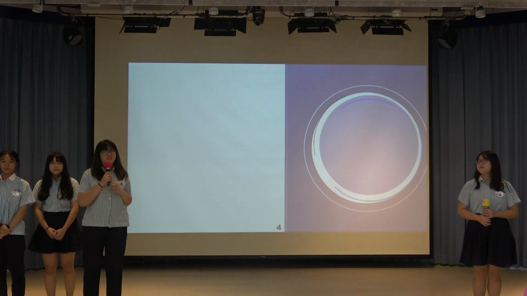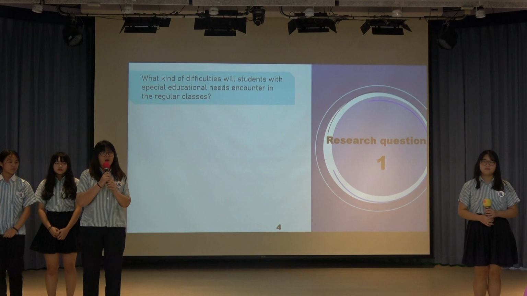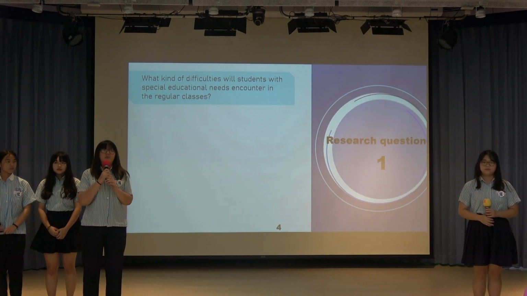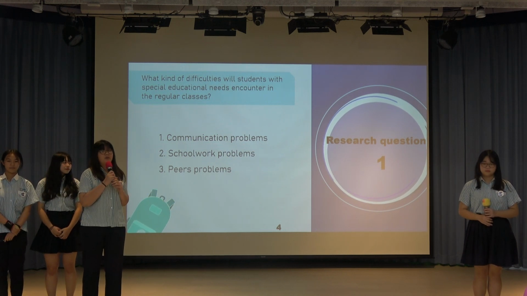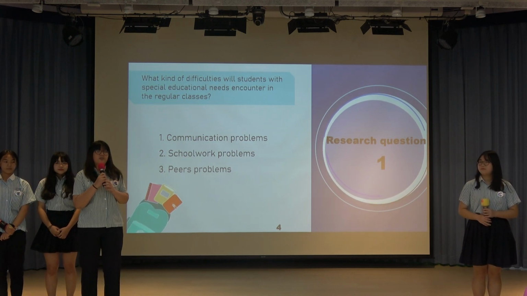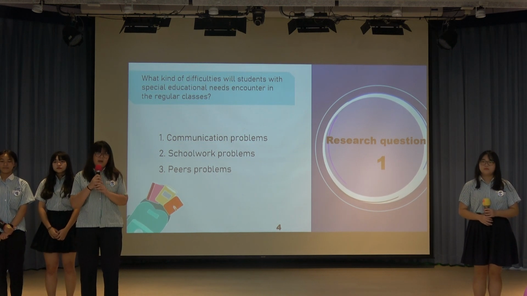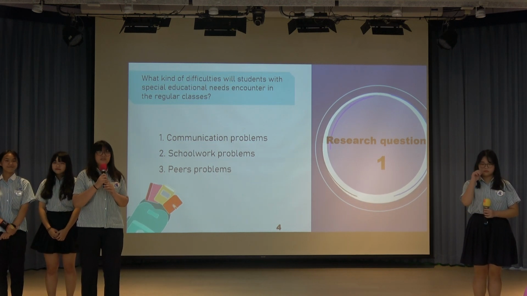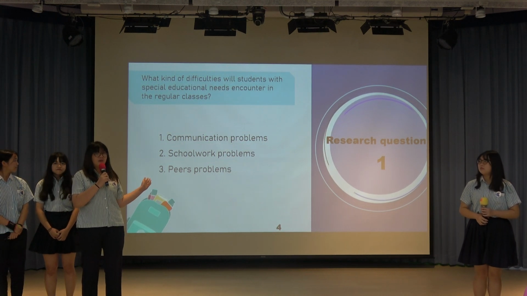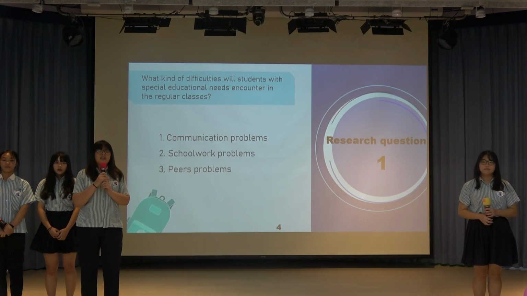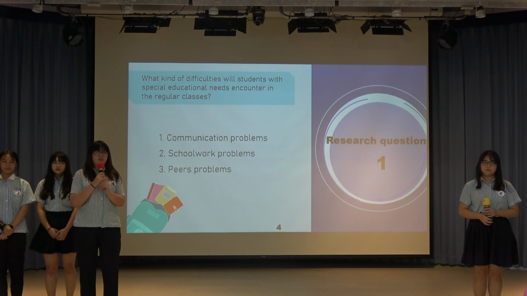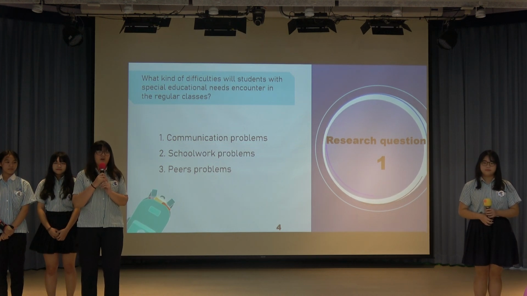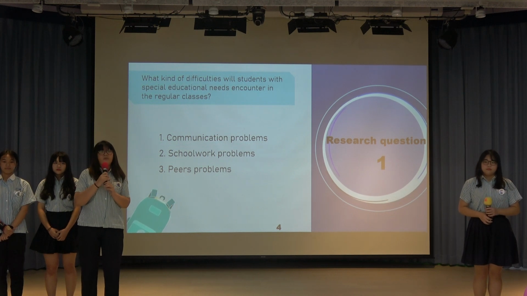Research question 1, students with special educational needs may have problems in communication and getting along with students in regular classes. During our interviews, we found that most of them are scared to talk to others. Therefore, they will not be able to clearly express their problems, which will cause communication barriers and peer relationship problems. In addition, they may also encounter problems in schoolwork. The courses in regular classes are too difficult for some of them, resulting in poor performance.